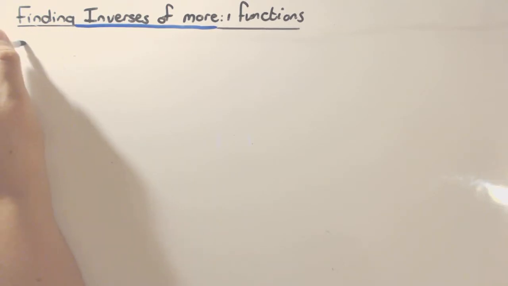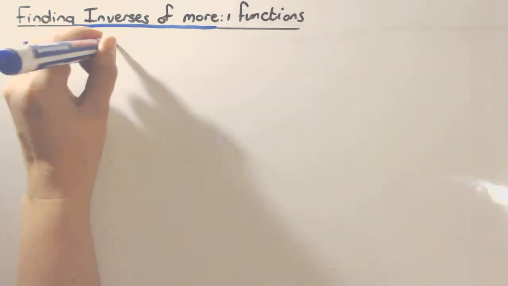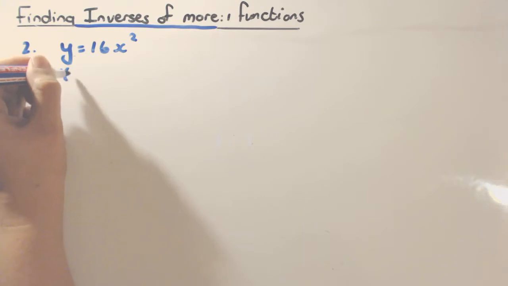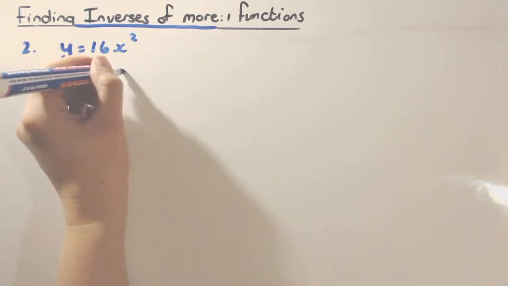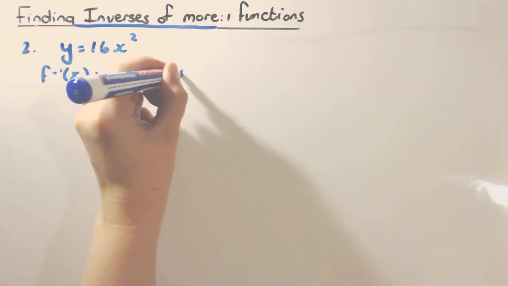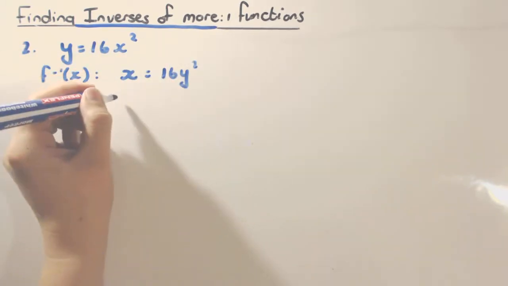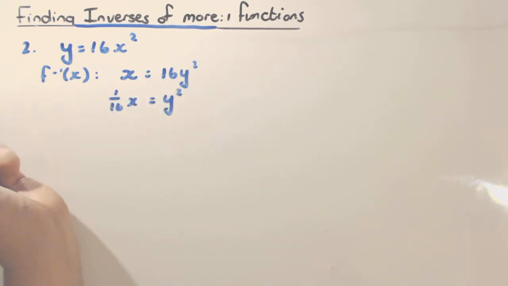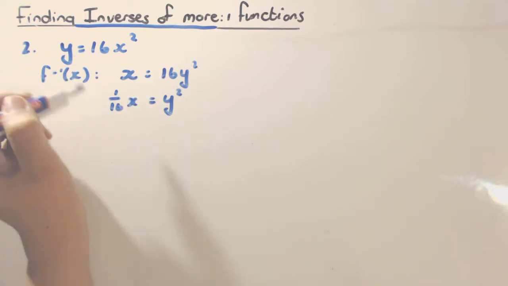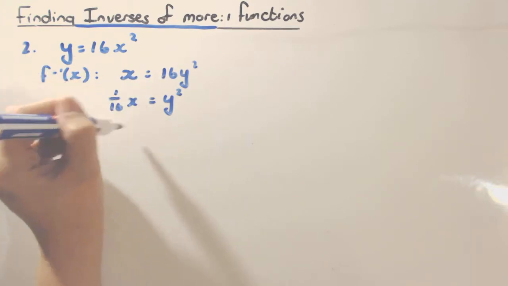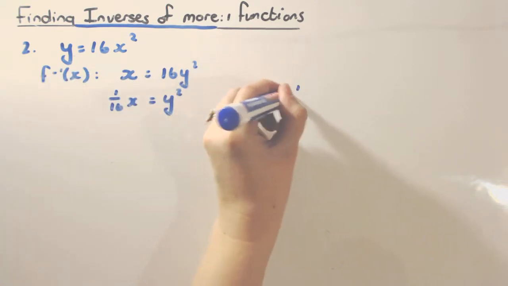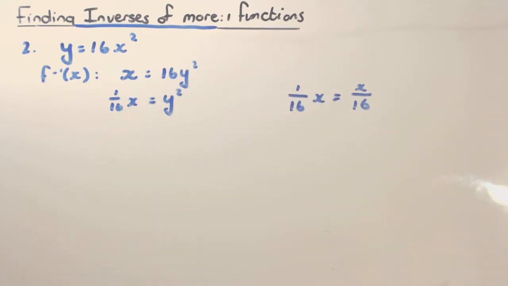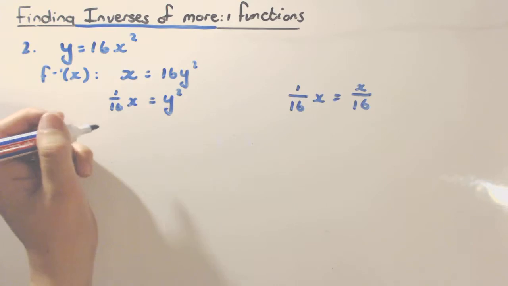So say for instance I've got y is equal to 16x squared, then my inverse function will be x is equal to 16y squared, and then 1 over 16x will be y squared. I just divided by 16 both sides. You can write this as 1 over 16x or x over 16, same difference. 1 over 16x and x over 16 is the same thing, right? And then I'm just going to find the root.